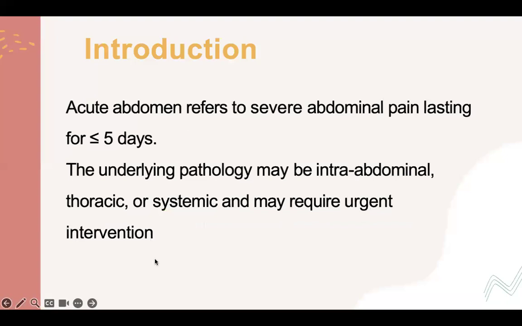What is acute abdomen? Pain abdomen that persists less than 5 days. It may be an intra-abdominal, thoracic, or systemic cause, and may require urgent intervention. So acute means it should be less than 5 days.